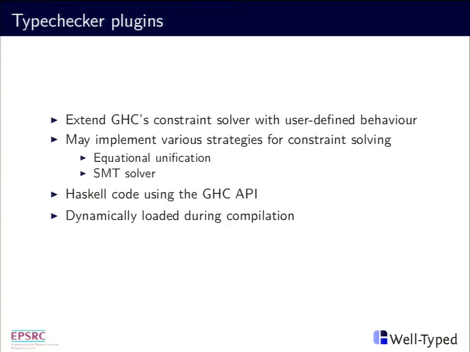I'm not going to talk too much about how exactly typechecker plugins work, because Jan has done a great job of explaining how the constraint solving process works already. The key point is that a plugin allows you to write Haskell code, dynamically load it into the compiler, and extend GHC's constraint solver with some special behavior. So not only can you write a domain-specific language, but you can write a domain-specific constraint solver that allows the type checker to solve the constraints that arise from writing programs in your DSL in a more interesting way.